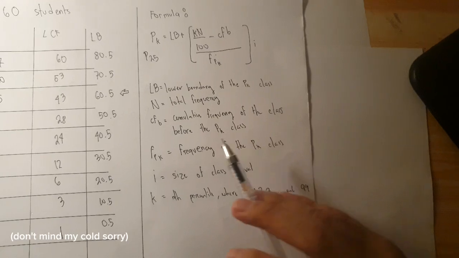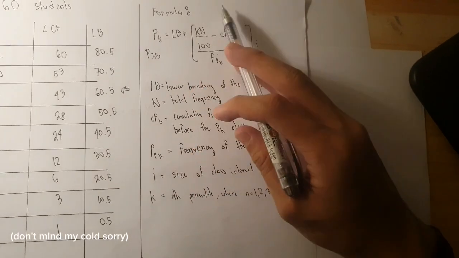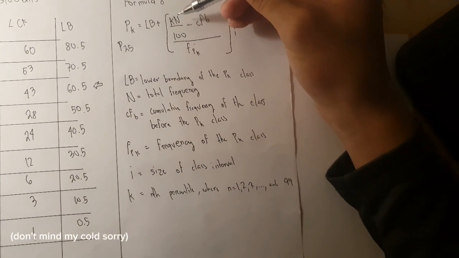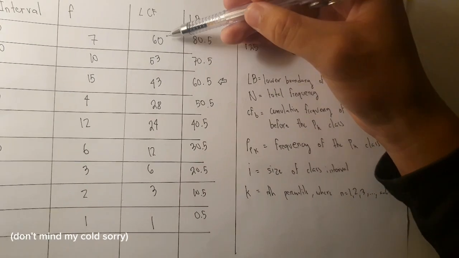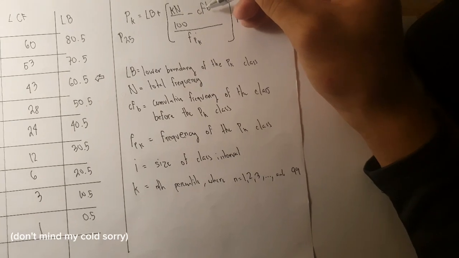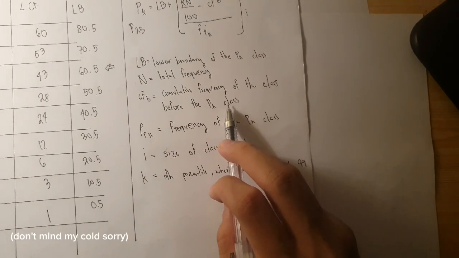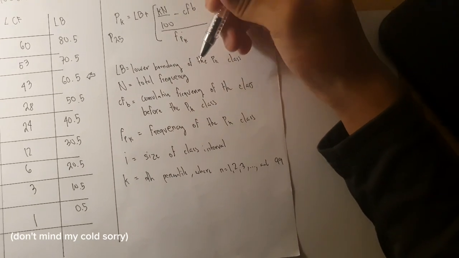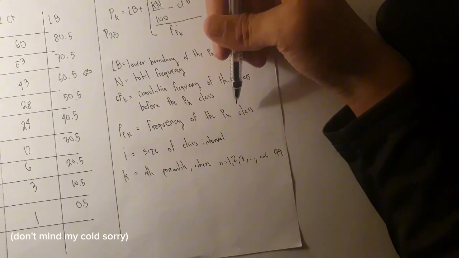LB stands for the lower boundary of the PK class, plus parentheses the nth percentile times the total frequency, which we're going to be basing on the highest cumulative frequency, divided by 100, minus the cumulative frequency of the class before the PK class, over the FPK, which is the frequency of the PK class.